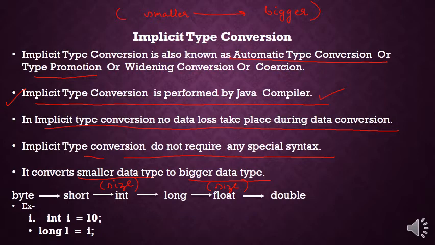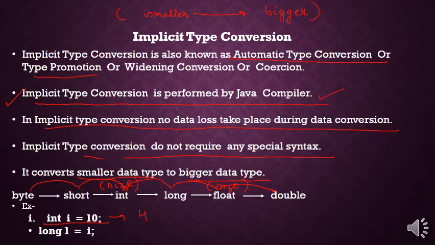So we can convert here, see the hierarchy. We can convert byte into short, short into int, int into long, long into float, float into double. But we can't convert short into byte or int into short. Now here you see, int i = 10. So children, how many bytes does an integer take in memory? An integer takes 4 bytes in memory.